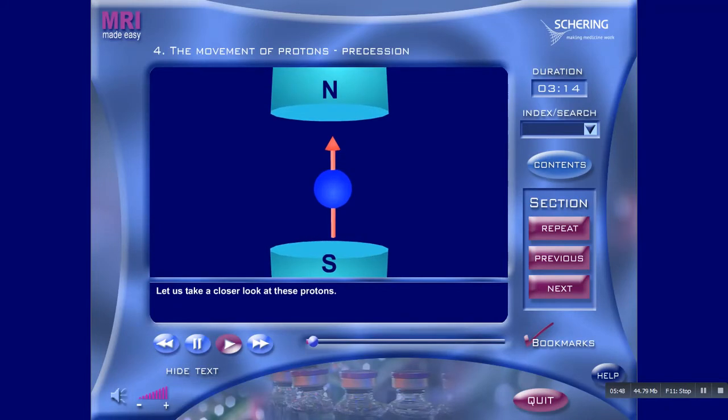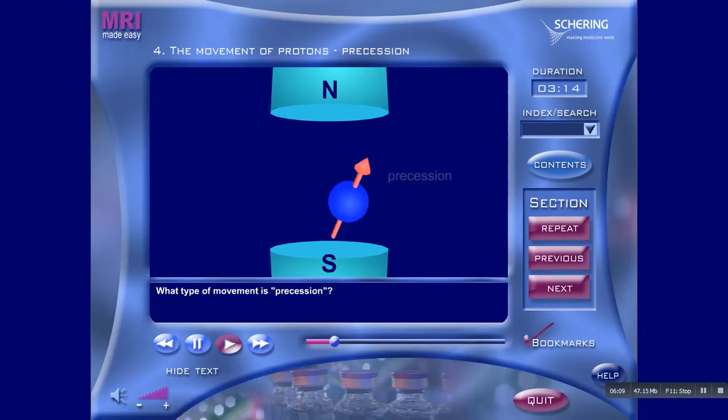Let's take a closer look at these protons. We'll see that the protons do not just lie there, aligned parallel or antiparallel to the magnetic field lines. Instead, they move around in a certain way. This type of movement is called precession.